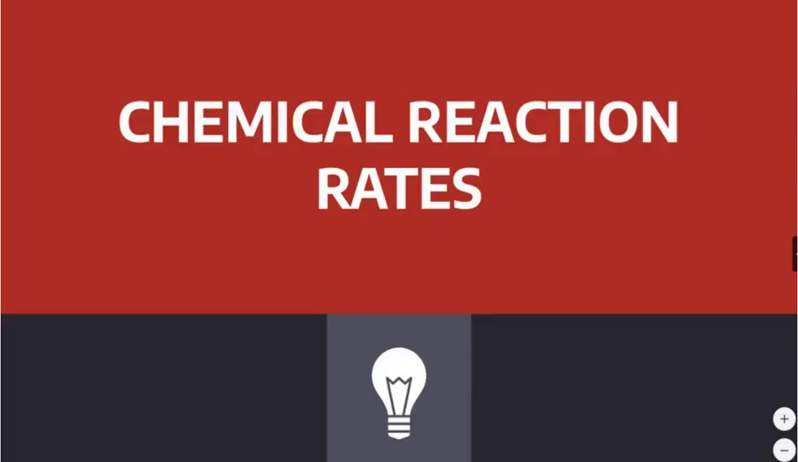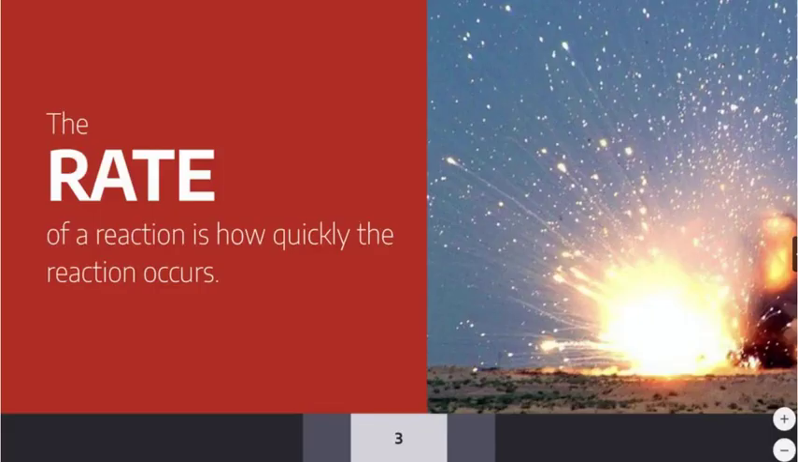So this lesson is going to be on chemical reaction rates. So follow along in your notes as we're doing this, fill it in, pause as you need to, and answer the questions as they come up. So first thing, the rate of a chemical reaction is simply how quickly that reaction occurs. So just like the rate of how fast you drive is how fast you go, basically how quickly you cover a distance, rate of a chemical reaction is how quickly the reaction occurs.